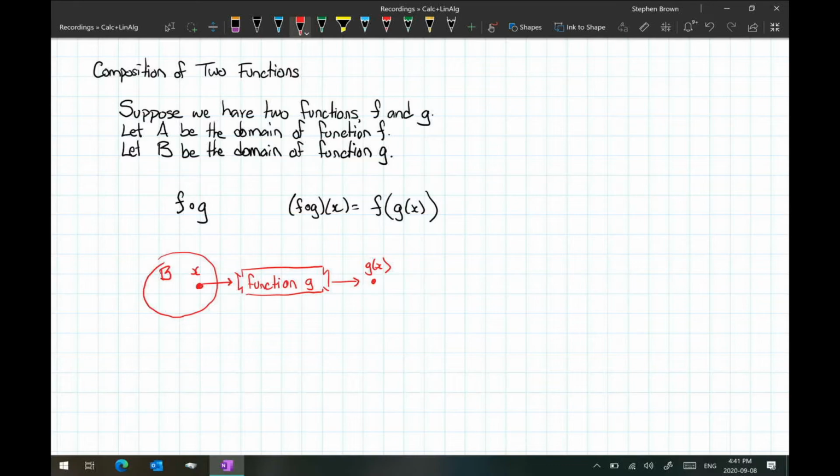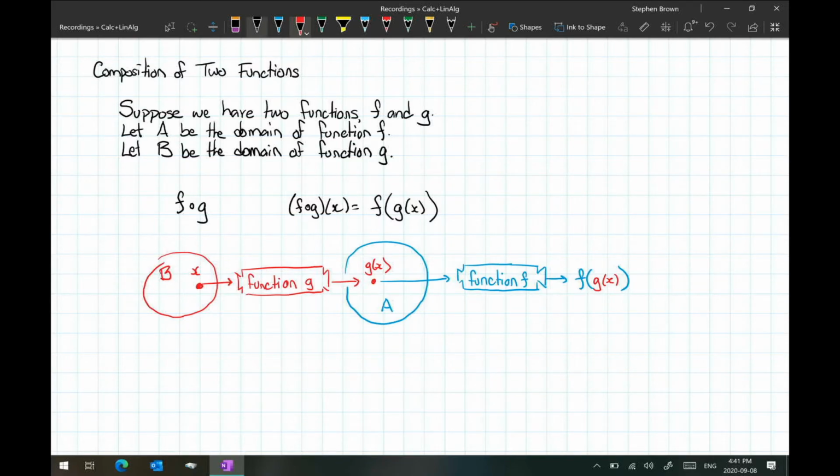But the domain of f is A, so we'd better make sure that g of x is within the domain of f. So there's our second set of numbers or values, A, and we take this out of that set and we plug it into our next function. And once we plug g of x into our next function, we end up with f of g of x. So it's two operations being applied in a sequence.